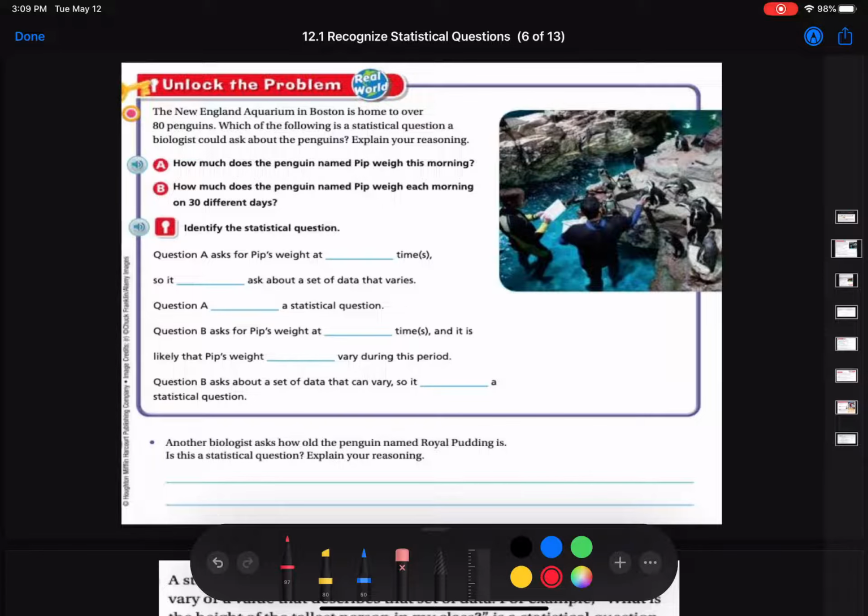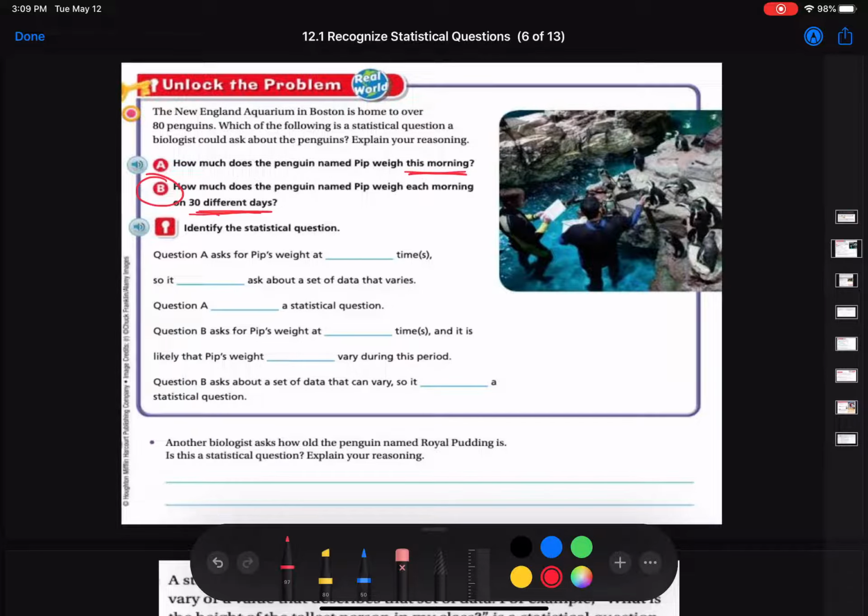Now, the problem with A is it says, how much does the penguin named Pip weigh this morning? It's only asking for one morning, so there's just one piece of data, that's it. Whereas for B, they want to know for 30 different days. So guarantee he's not going to weigh the same every day. Chances are it's going to change slightly. Okay, so if we just go through this real quick, it says identify the statistical question. Even though we already know, B is your statistical question.